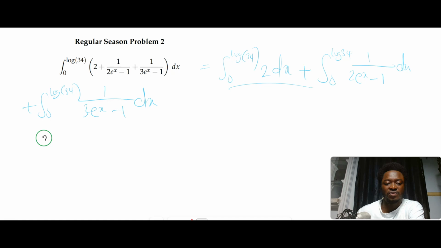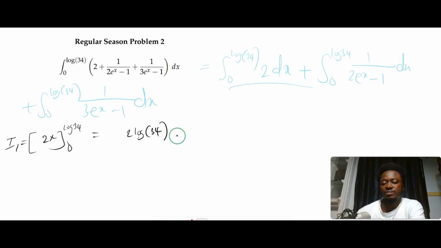So you have 2x, and you're going to take the limit from 0 to log of 34, and that would be, this is for the first integral I1. So that would be 2 times log of 34. Okay, so that's for I1.